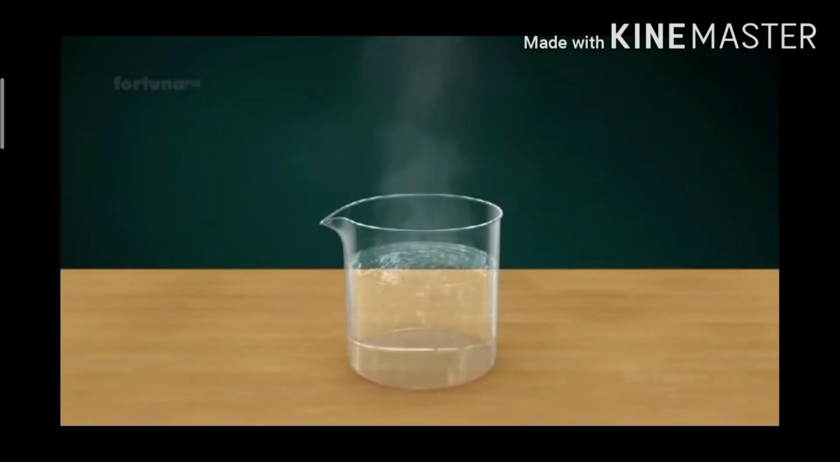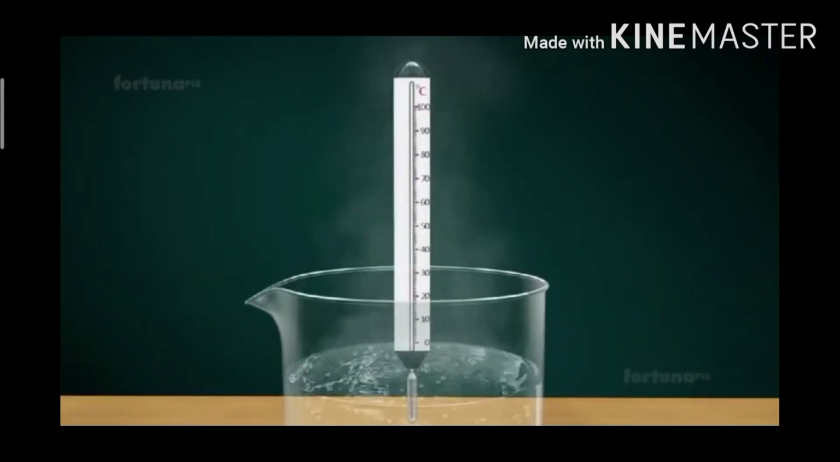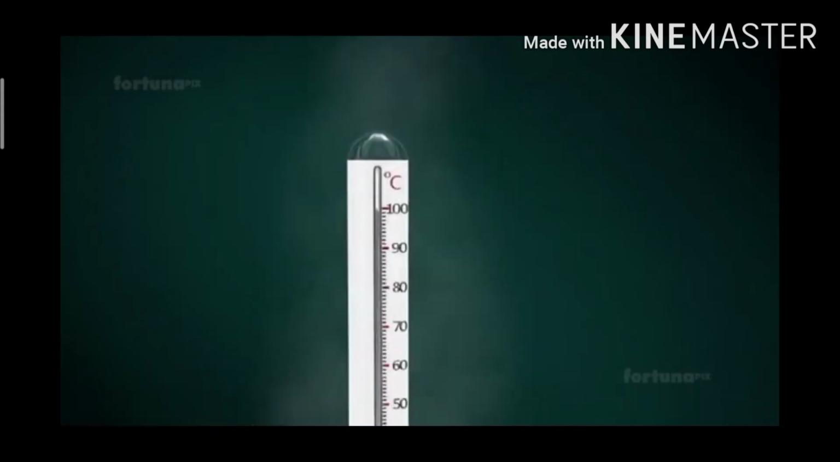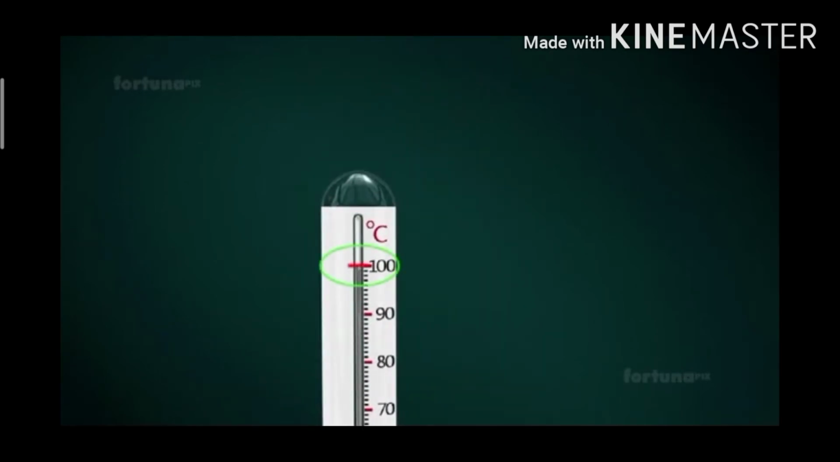Now we are going to measure the temperature of a liquid. For that, take hot water and immerse the thermometer into it. Now we can observe the increasing level of the mercury, and it settles at one point, which denotes the temperature of that water.